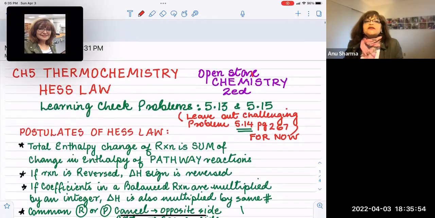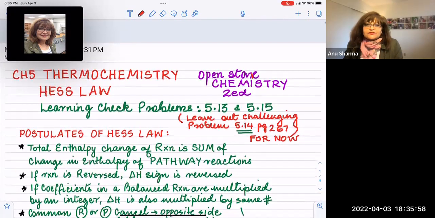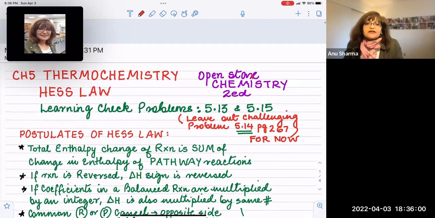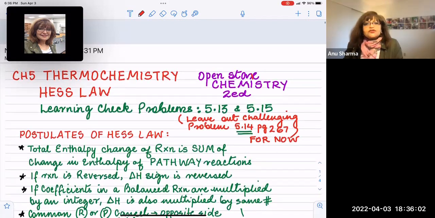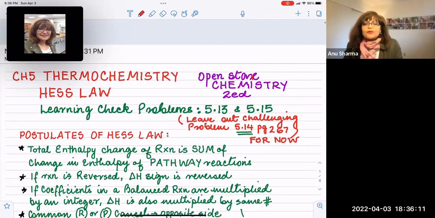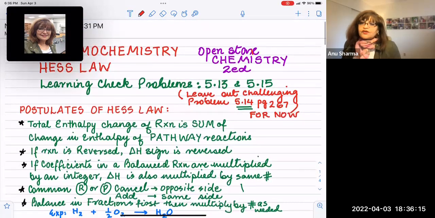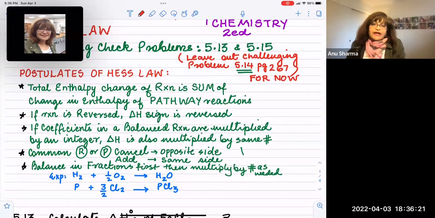Let's finish this chapter 5 on thermochemistry. We are going to be looking at the learning check problems from the Hess Law, from the Stax book, Chemistry 2nd edition. The problems we will cover here are 5.13 and 5.15. We are going to leave out the challenging problem 5.14 on page 267 for now, and if there's time, I'm going to make a video on that one. But for now, let's revisit the postulates of the Hess Law.